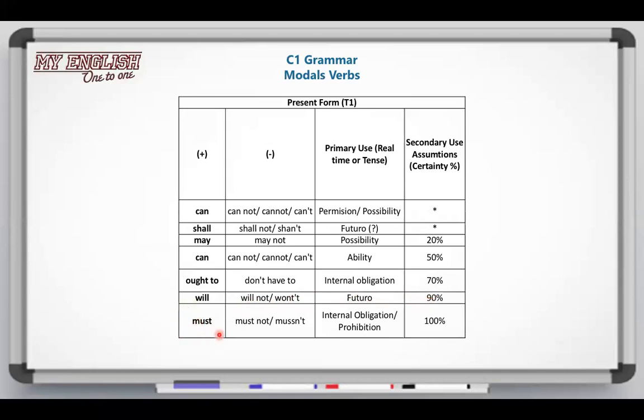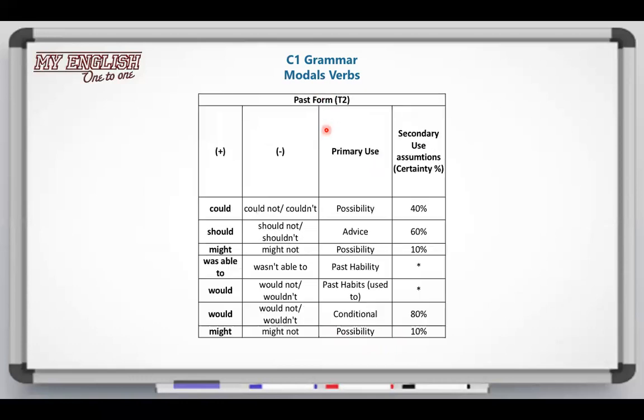Then we have must. The negative of must is must not or mustn't. The primary use is internal obligation or prohibition. And the secondary use is 95 or 100% certainty for assumption. This is the T1 list. Now we're going to check the past form, or T2, of the modal verbs.